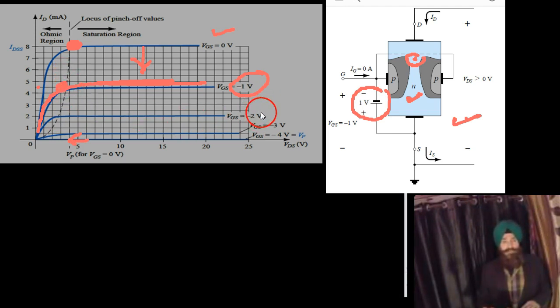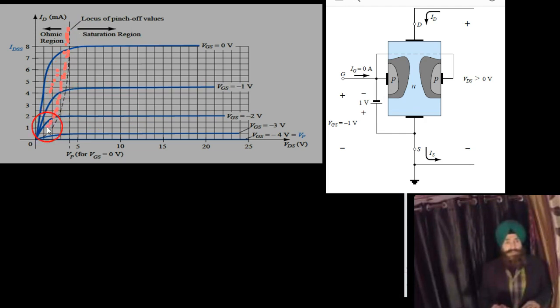Now, if the gate source voltage is further increased, again the saturation current drops to this value and the pinch off voltage is still further reduced. Now, making it more reverse biased, the saturation current drops to this value, very near to 0, and the pinch off voltage is also very close to 0. That means now the FET turns off. There will be no current beyond this gate source voltage.